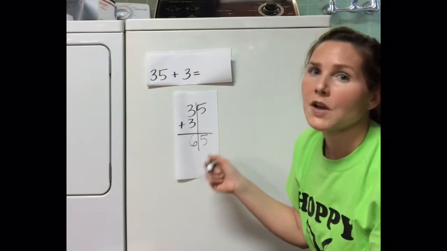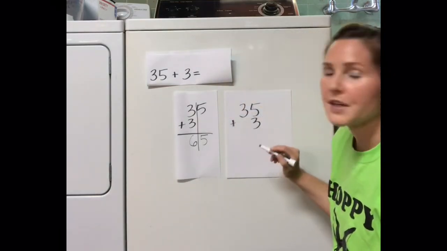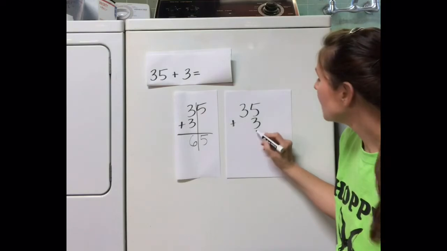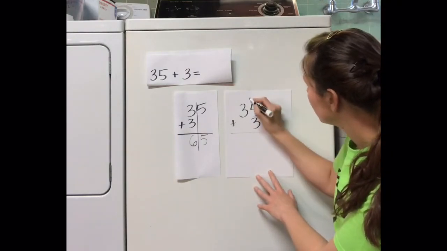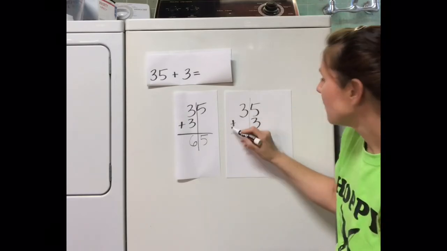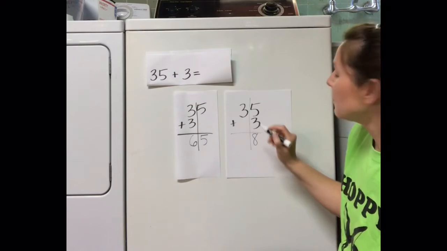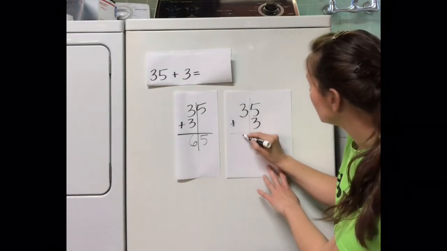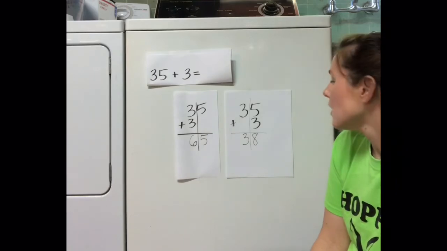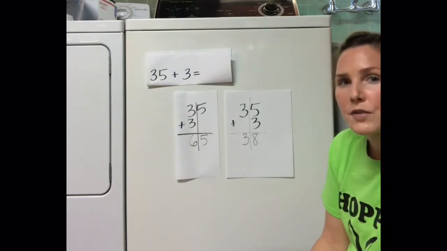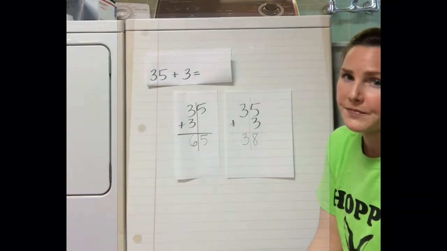Let's go ahead and line up the columns properly. Here I have 35 plus 3, but the difference is this time 3 is in the ones column. Now I'm ready to add. 5 plus 3 is equal to 8, and 3 plus nothing is going to be equal to 3. So the sum of the problem is actually 38, and if you had moved your finger on the hundreds chart, that's hopefully what you got as well.